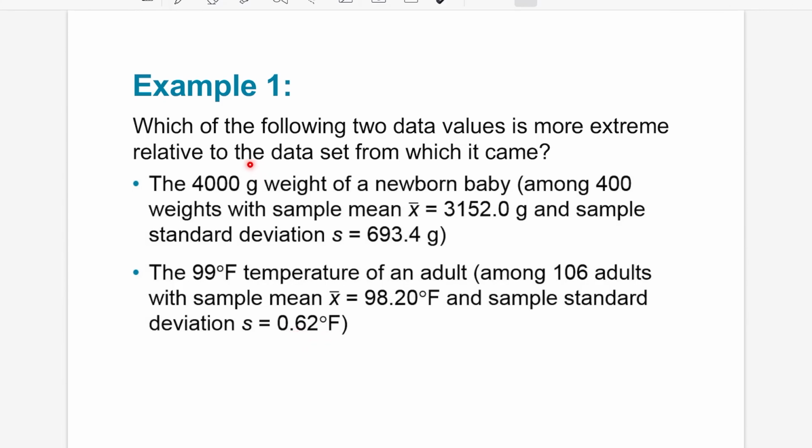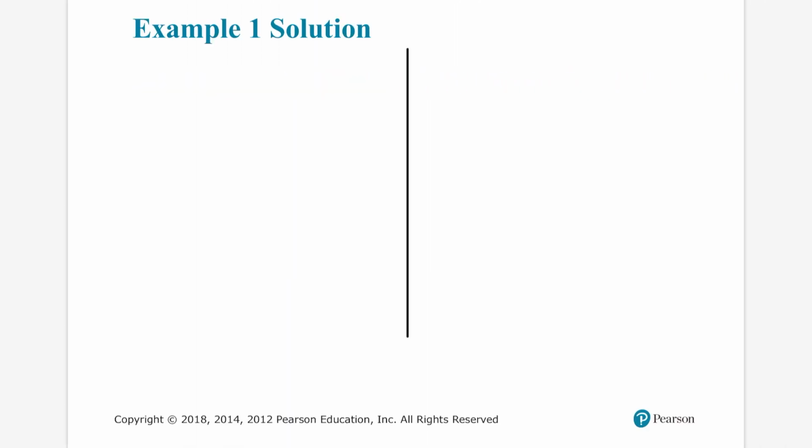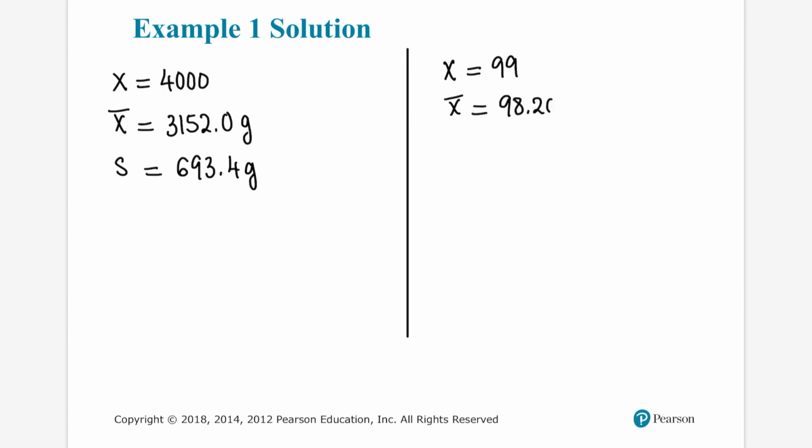So they want me to compare the 4,000 gram and the 99 degree. I cannot compare these two directly. They are from two different categories. If I want to compare these two, I have to convert them into a z-score. So let's do it. So over here I have x is 4,000. I have the weight of the babies on the left side and the temperature of an adult on the right side. And I want to find the z-score for these two.